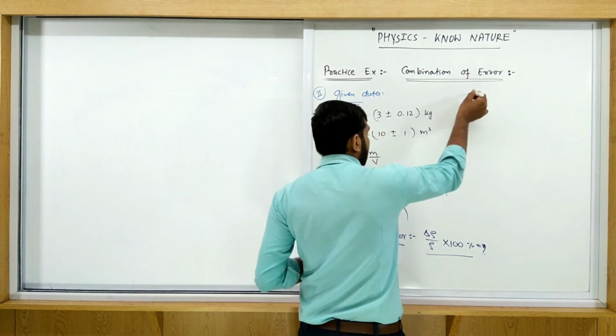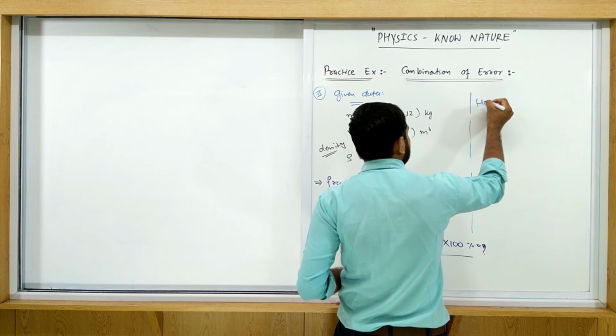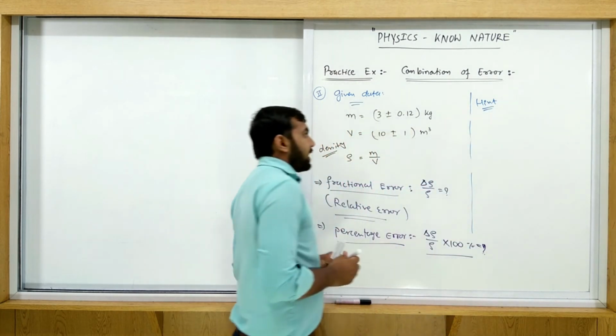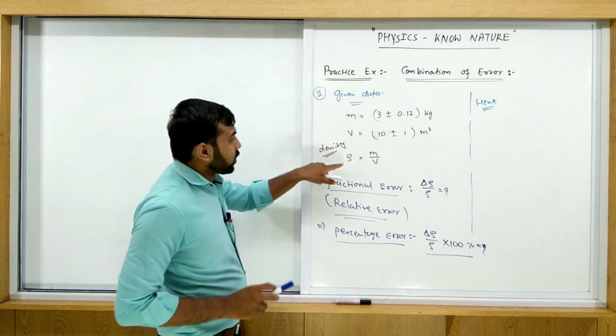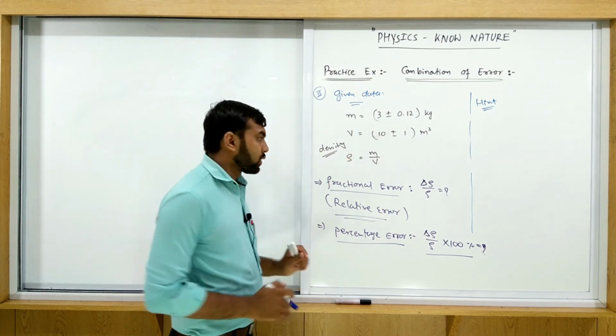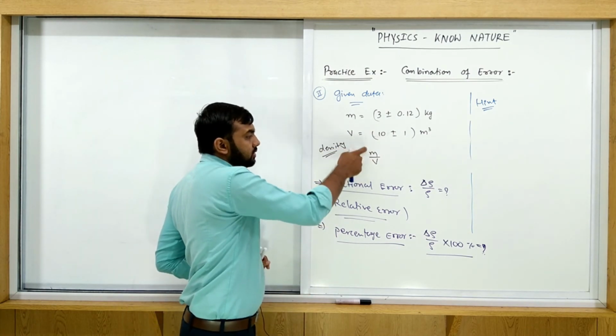How do we solve this problem? So, a hint. Let's write one hint here. Simple one. Rho is equal to what? M upon V. So use the division rule here to get the answer.